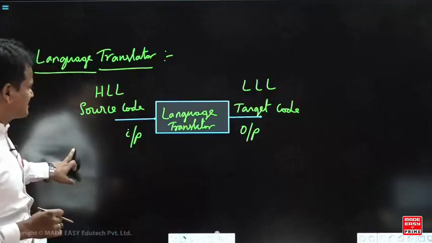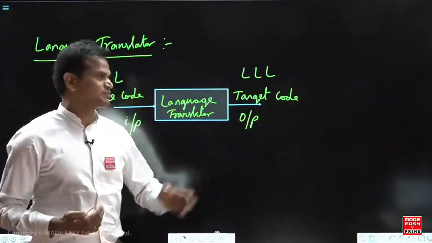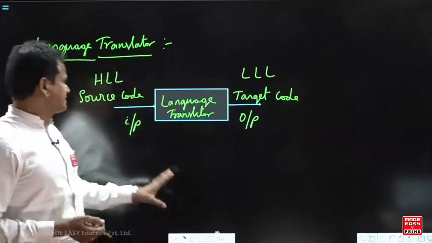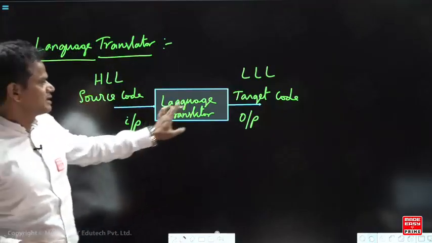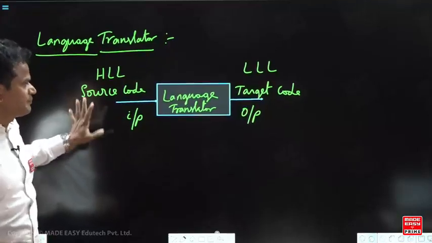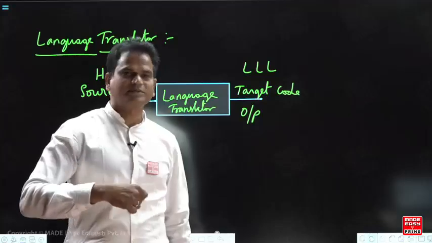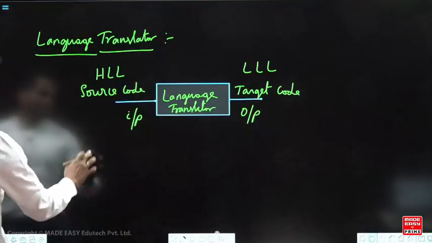So this is a language translator, which takes one language as input and produces another language as output. In general, it takes a high level language as input and produces a low level language as output. Now there are different types of language translators. What are the types of language translator? I will tell you, just note it down.